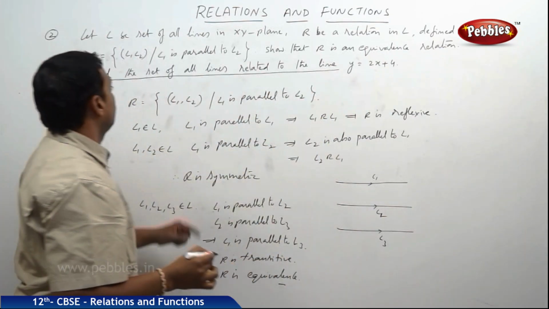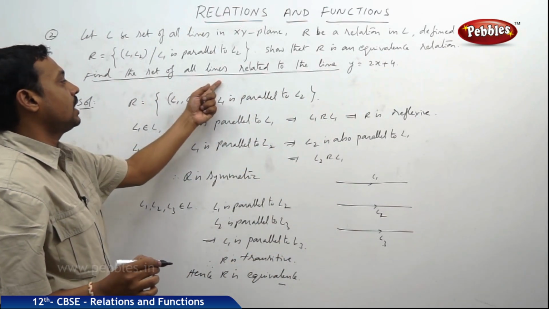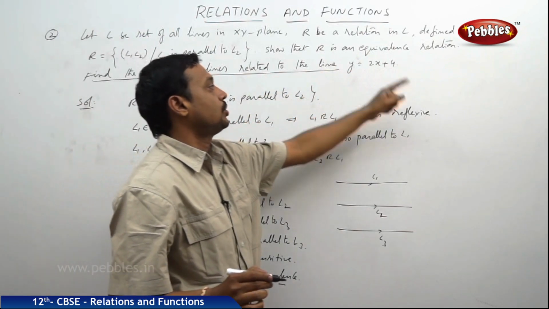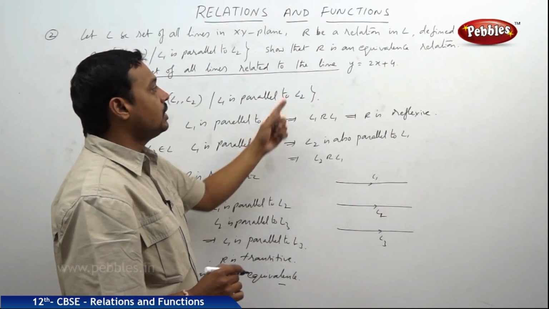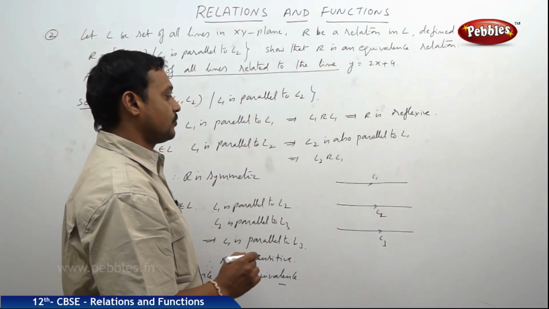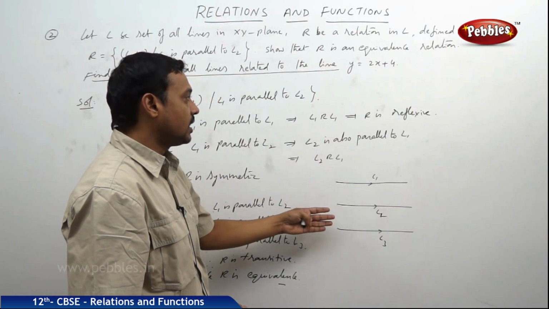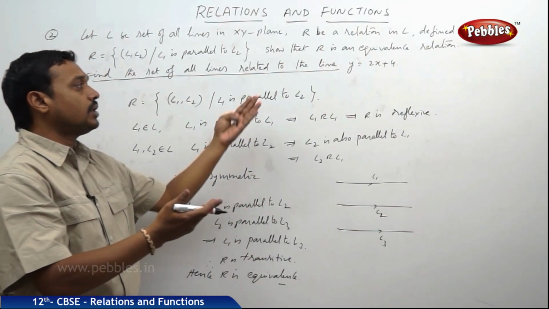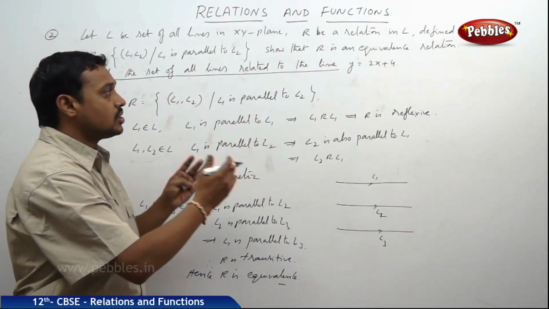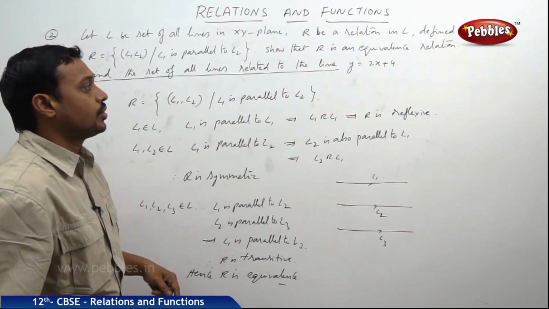Next, there is one more problem here. What is that? Find the set of all the lines related to the line y is equal to 2x plus 4. If one line is y is equal to 2x plus 4, then what are the other lines? They are also parallel to it. The other lines are also parallel to y is equal to 2x plus 4.